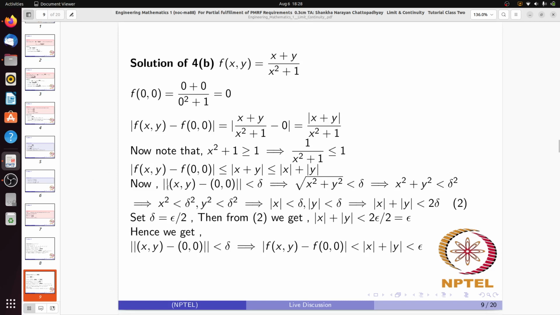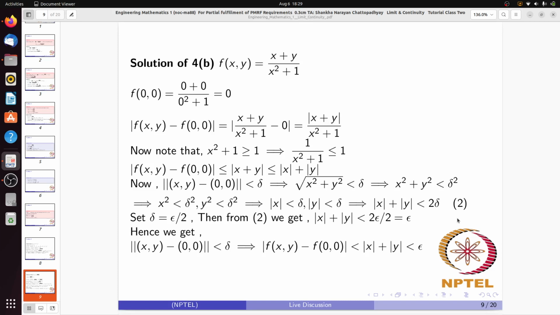So modulus of (x plus y) is always less than or equal to modulus of x plus modulus of y. Now norm of (x,y) minus (0,0) is less than delta. What does it mean? That square root of x square plus y square is less than delta. So x square plus y square is less than delta square. Since the sum is itself less than delta square, the individual terms x square and y square are also less than delta square. So x square less than delta square, y square less than delta square.